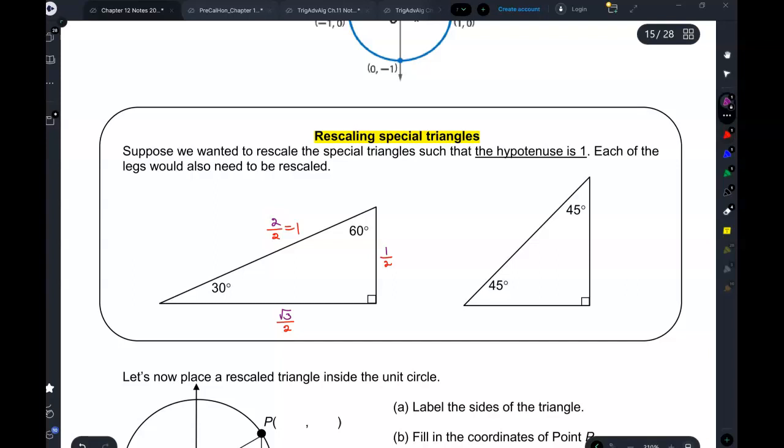Same thing with the 45, 45, 90. These two sides are equal to each other. So if I make them have a length of 1, the hypotenuse will have a length of root 2. So what should I divide it by in order for it to be a length of 1? Root 2. Divide this by root 2, divide that by root 2, and of course I'll rationalize them so it becomes root 2 over 2.